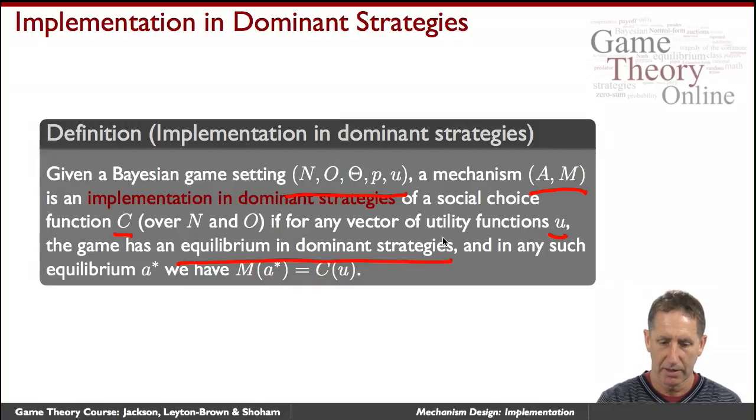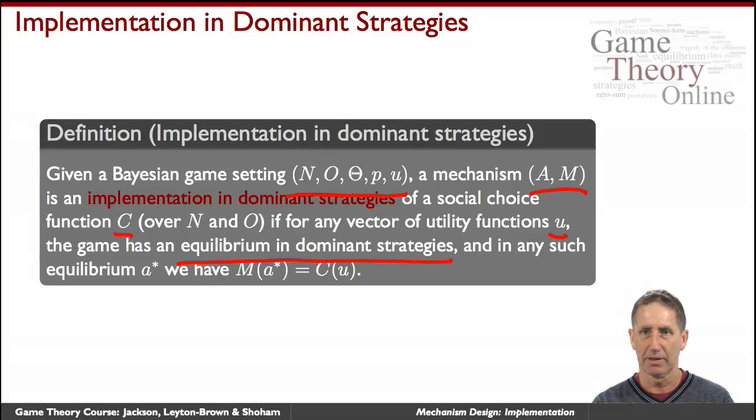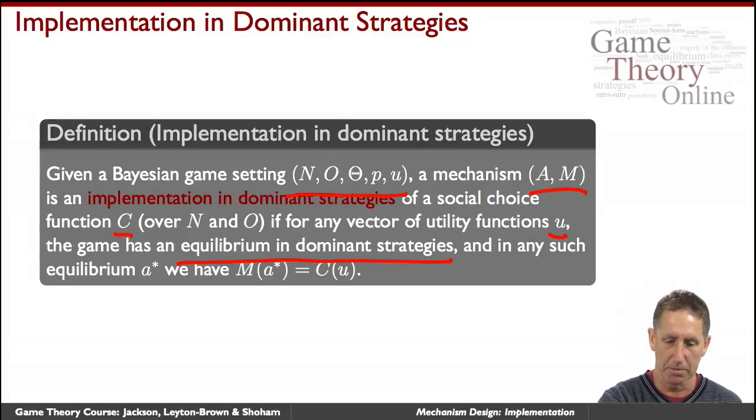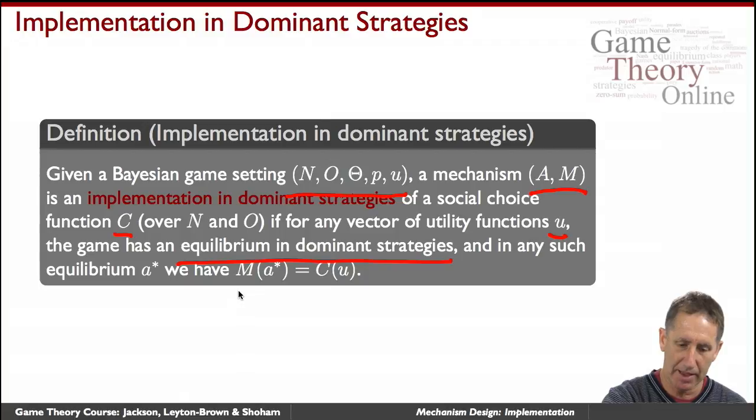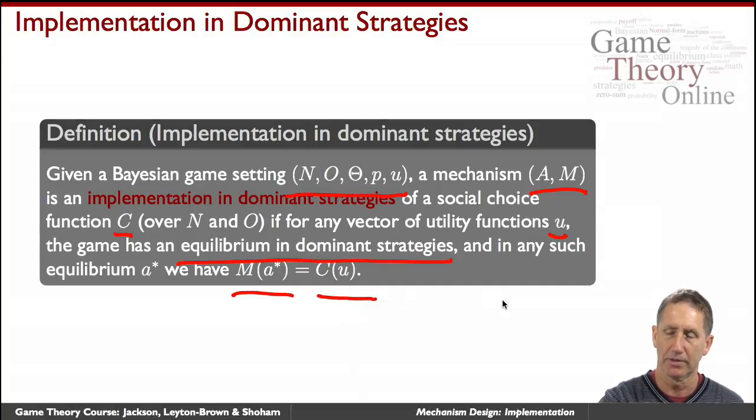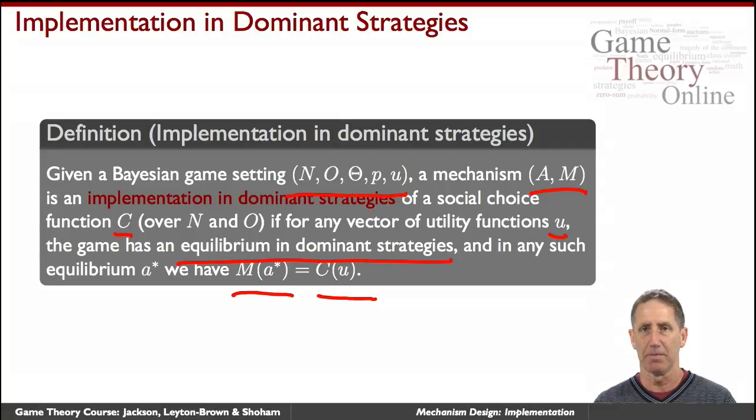such that in any such equilibrium, because there could be multiple dominant strategy equilibria, but in any such equilibrium, we have that the outcome specified by the mechanism is indeed the social choice function, in that case, we will say that the mechanism implemented the social choice function in dominant strategies.